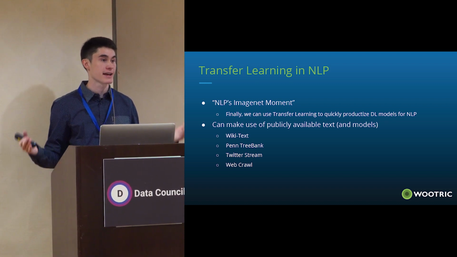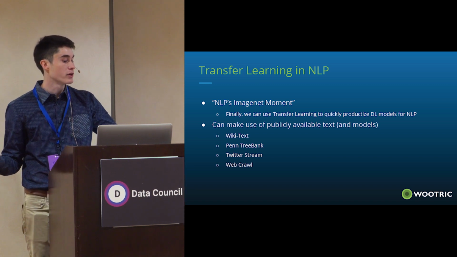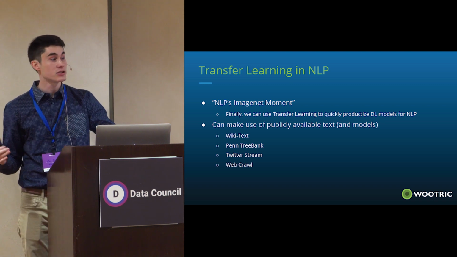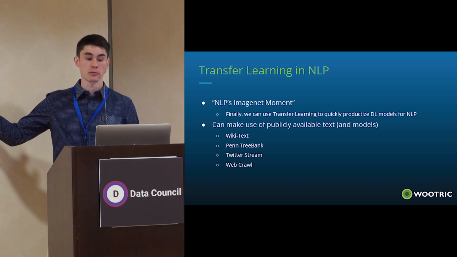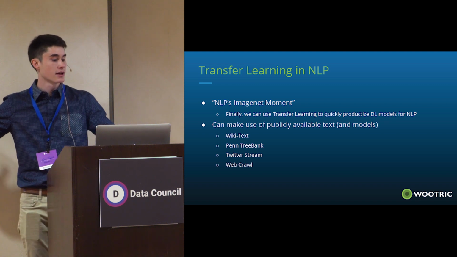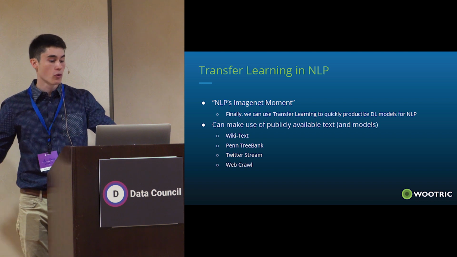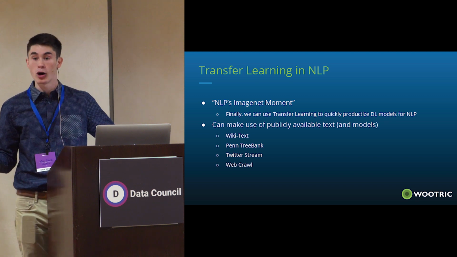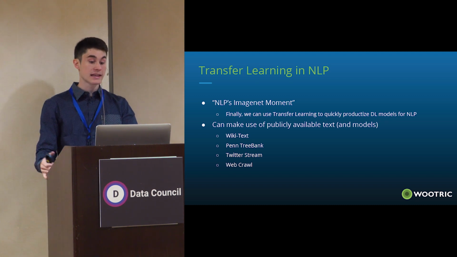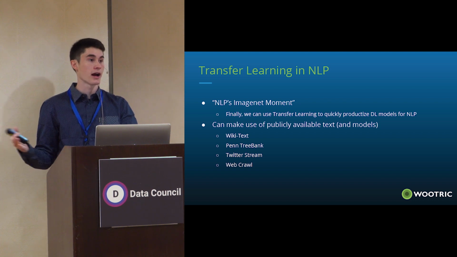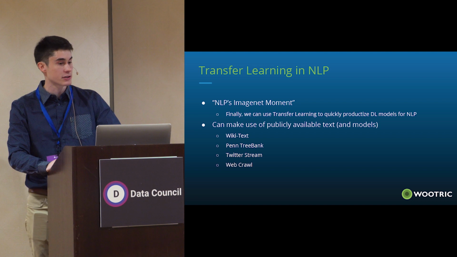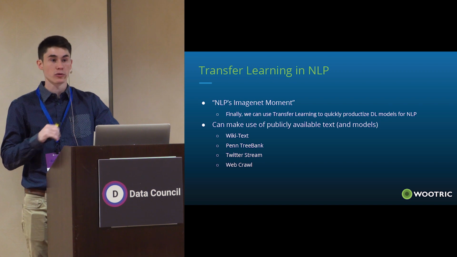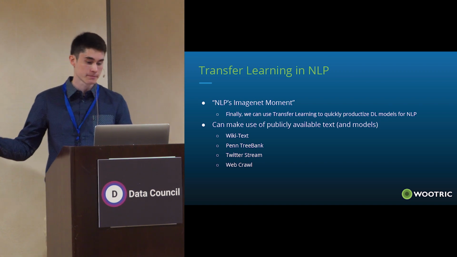And the headline of that is that finally, starting in 2018, we can use transfer learning to quickly productize deep learning models for NLP. And the reason we can do this is that we can quickly make use of publicly available text. Here are some examples like Wikitext, the Penn Tree Bank, Twitter Stream, or even, as a recent OpenAI paper proved, a random web crawl across the internet modeling how humans use language. And even some models are available. I believe Salesforce has an AWD-LSTM that they trained over the Wikitext-103 dataset. And you can just download that and remove the decoder part and start your classifications from there.